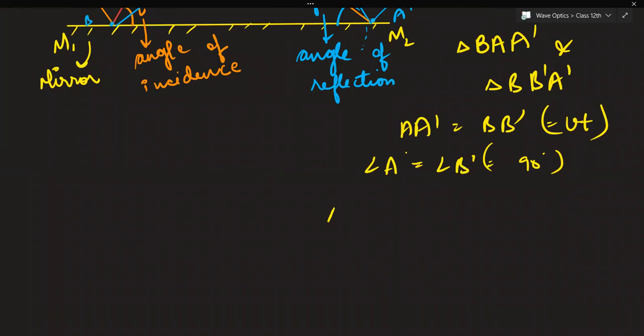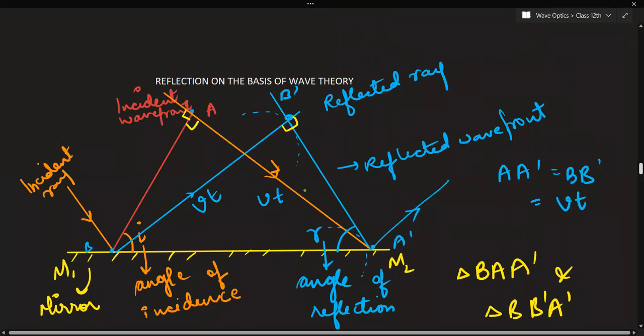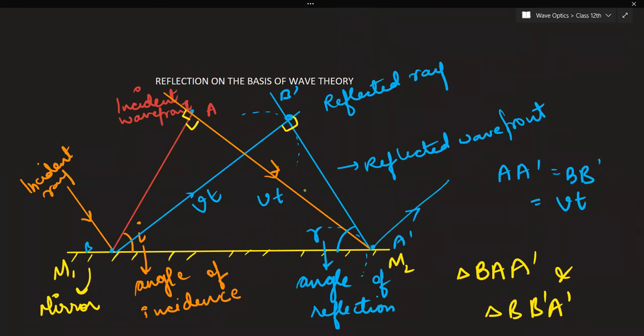So triangle BAA dash and this triangle are similar to each other. Now, BAA dash is similar to B dash A dash. So what happens? It means these sides are equal. Both these angles are 90 degrees. This is the common side. It means this angle will also be equal to this angle. So what did we prove? Angle of incidence is equal to angle of reflection.